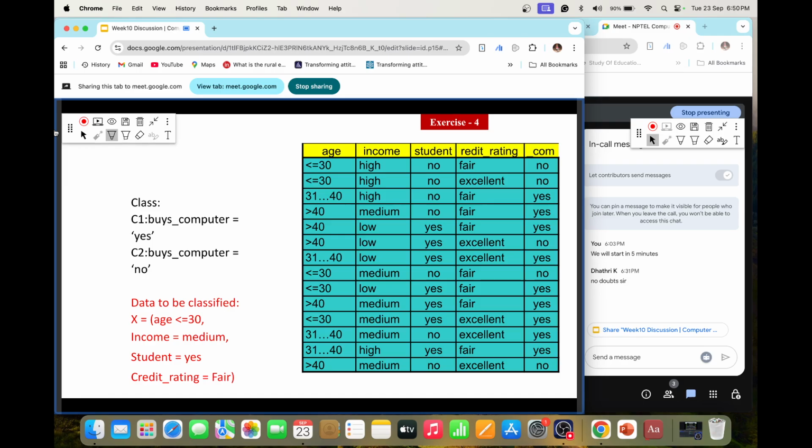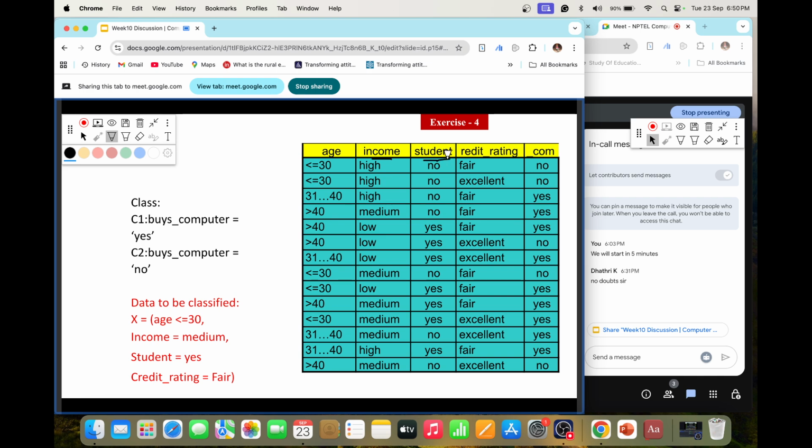So this is an example. You can see we have this age column, with different classes: less than or equal to 30, then 31 to 40, and then greater than 40. So we have 3 classes. Now for income we also have 3 classes: high, medium and low.